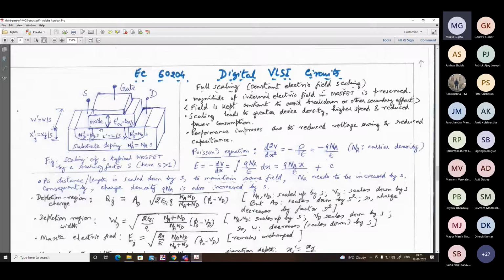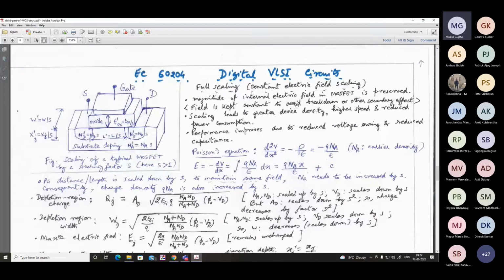Now, when we talk about full scaling or constant electric field scaling, we need to have the electric field be the same, although the dimensions are changed. And note that electric field equals minus dV/dx. So if you have to keep the field constant, x is going down by a factor, say S. S is the scaling factor. The magnitude of internal electric field in the MOSFET is preserved. Field is kept constant to avoid breakdown mechanism. That is very important. Field-induced breakdown is a very critical factor to consider. Field is kept constant to avoid breakdown and other secondary effects.